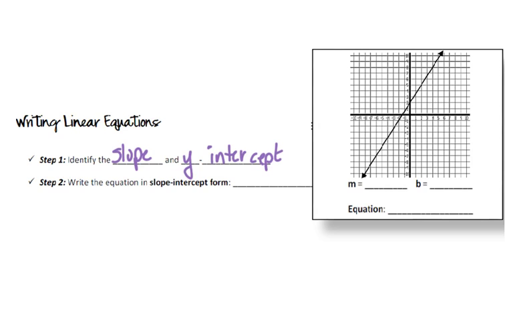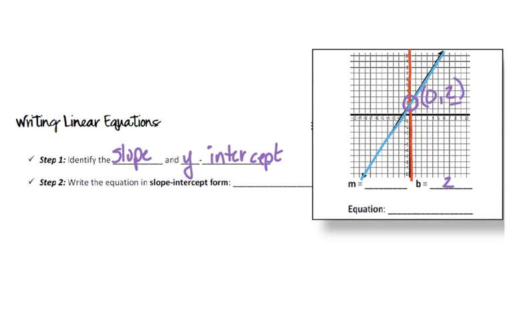Remember, when you're finding the y-intercept, it's where your line and your y-axis meet. It's the point at which they meet. And so on this graph, that point is right there. So the y-intercept would be 2 because that point is (0, 2). So you take the y-coordinate. And then to find the slope, you're going to do rise over run.